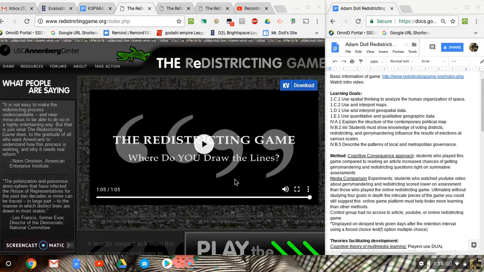And as you can see on the right, I have an outline of what I'm going to discuss today. You'll see I have about 6 or 7 learning goals that the kids have to learn. Ultimately, the students have to show some knowledge and application of how voting districts are affected by redistricting and gerrymandering, and that's exactly what this game is. So let's get into it.